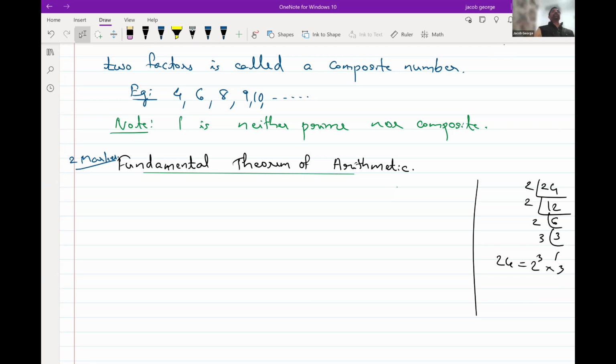And this factorization is unique apart from the order in which the prime factors occur. Unique in the sense 2 cube into 3 or 3 into 2 cube. That is the only way of factorizing this number. If you want to write 2 raised to 4 in this one, is it possible? No, it is not possible. So this is the only way of writing. That is what additionally it is written. This factorization is unique apart from the order in which the prime factors occur. Order we can change, 3 into 2 cube. It is not a problem. So please write this as a definition.